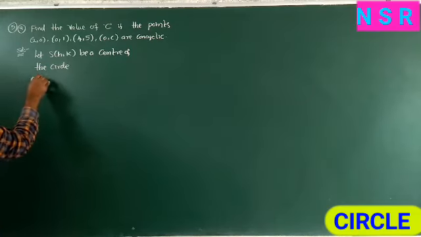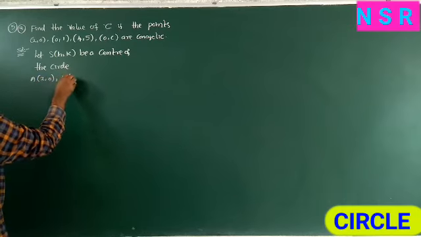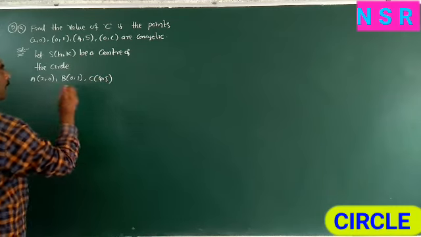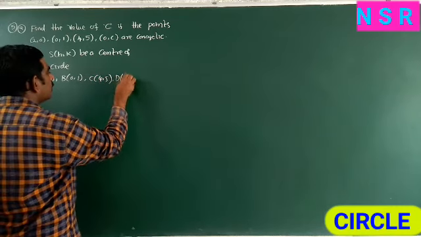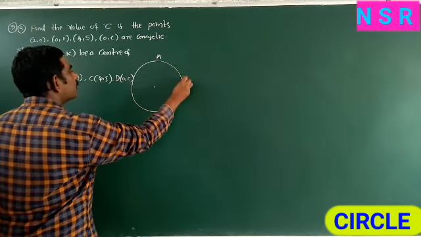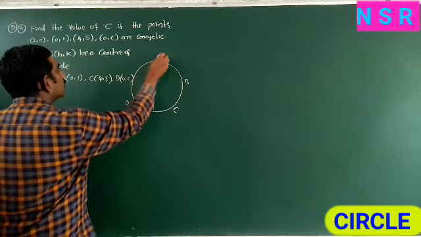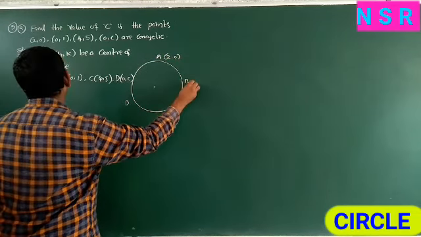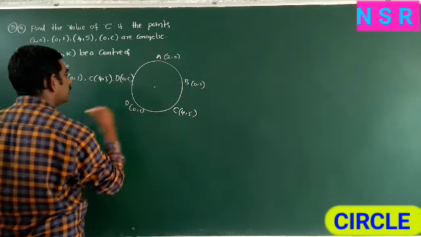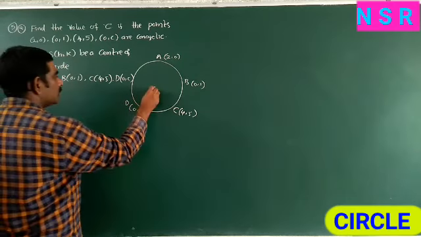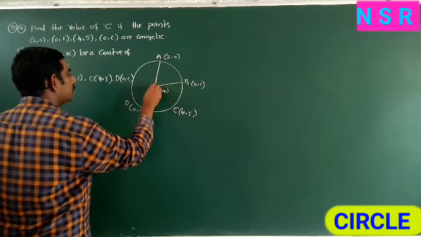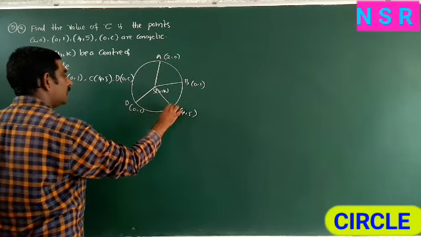So here given A (2, 0), B (0, 1), C (4, 5) and D (0, c). These 4 points are concyclic, meaning these 4 points pass through this circle. So this is (2, 0) and (0, 1), (4, 5) and this is (0, c). So this is the center S (h, k). Now the distance from S to A, S to B, S to D and S to C are equal.